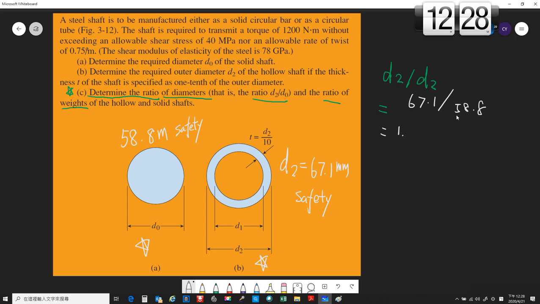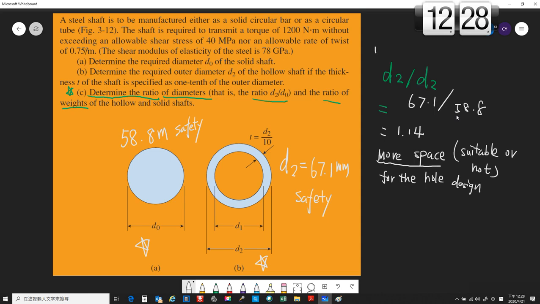What's the meaning of the value? That means more space. So you will consider whether it is suitable or not, because you need more space for the hollow design. This is the first issue about the outlooking.